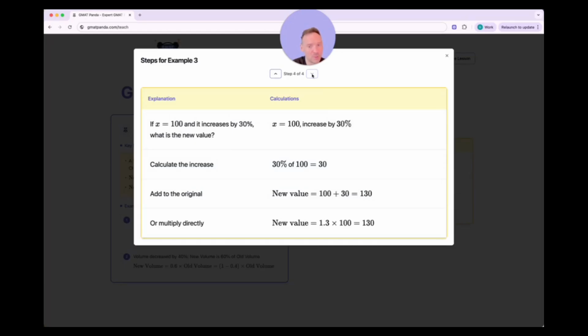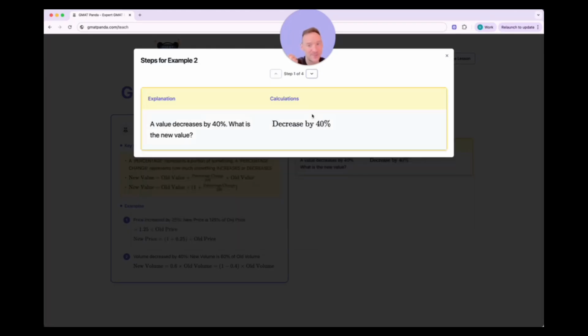Or we could use that shortcut that we just saw, and we could just say it's going to be 1.3 times the old value, which is 130. Now, what happens if something decreases by 40%? What's going to happen then?